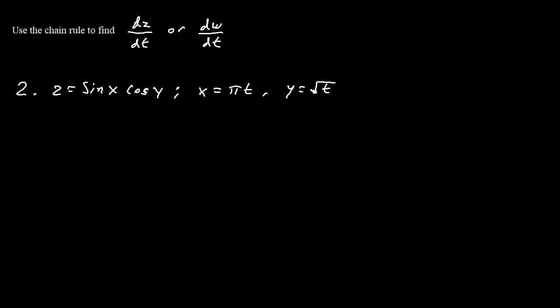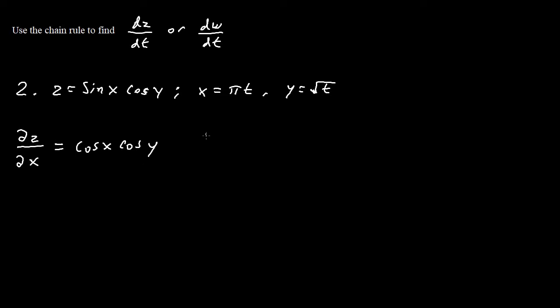Now for number two, we have z equals sine of x times cosine of y. The x equation is equal to pi times t, and the y equation is equal to the square root of t. Let's first find the partial derivative of z with respect to x. In that case, x is going to be treated as the variable, y is going to be the constant. The derivative of sine of x is cosine x, so we get cosine x times cosine y.